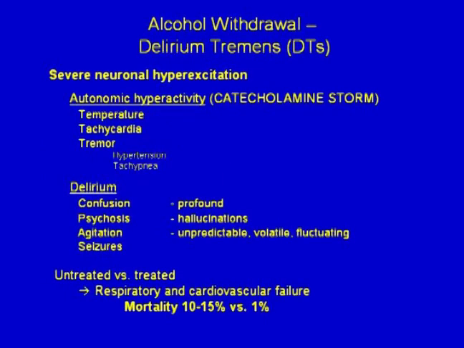A couple more words about DTs. It's severe neuronal hyperexcitation. You've got a catecholamine storm. Remember, these patients are febrile, tachycardic, tachypneic, and hypertensive. They develop delirium, which we talked about, and the mortality can be up to 15% untreated versus 1% for those that are treated.